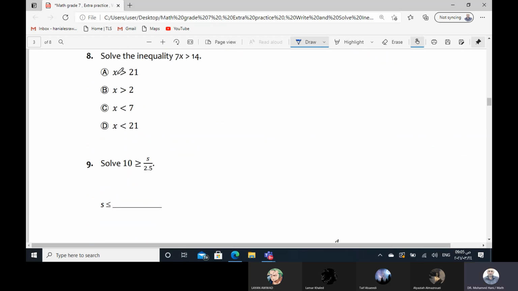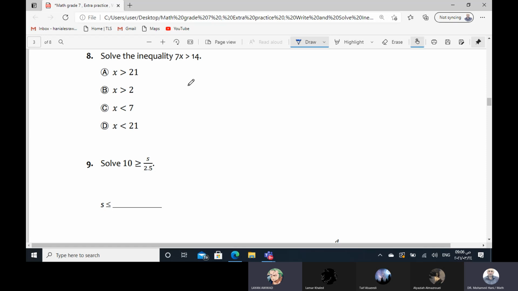Now I want from all to solve this inequality. 7x greater than 14. Start, please. Mister, the answer will be B. Okay, thank you. Was different answer? I think the answer is B. Thank you. Was different answer? I say B also.